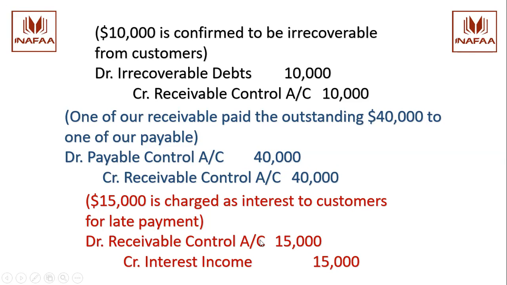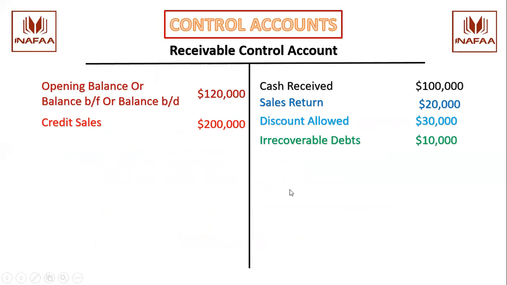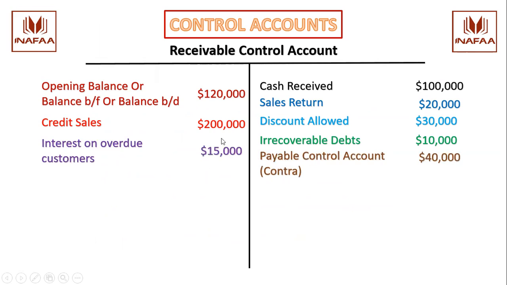But currently I will only post this transaction to the receivable control account. So receivable control account is being debited with reference being interest income. I will record 15,000 on the debit side of the receivable control account, and the reference is interest on overdue customers. You can write interest income or simply interest would do the work. So this transaction is also recorded.